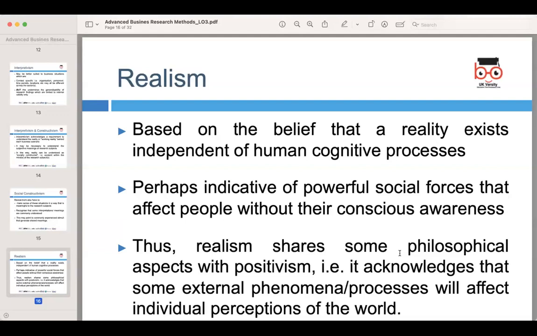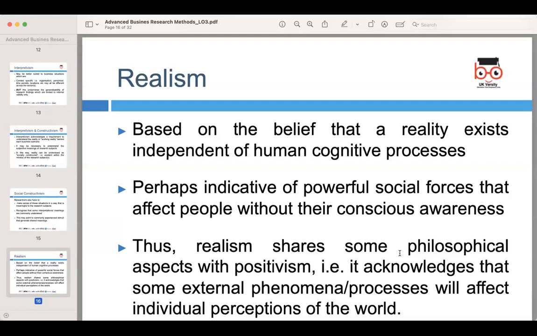Realism takes a middle-ground approach, acknowledging both the objective and subjective aspects of research. Realists believe that there is an external reality that exists independently of our perceptions, but they also recognize that our understanding of reality is shaped by our interpretation.